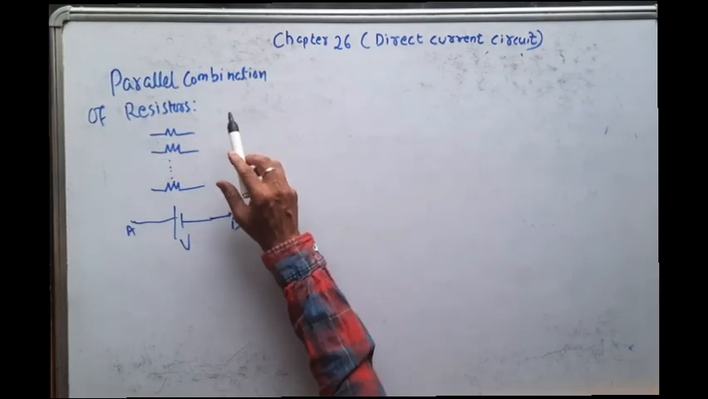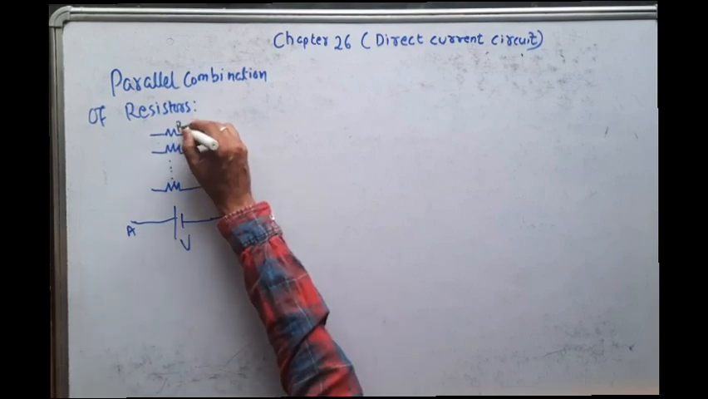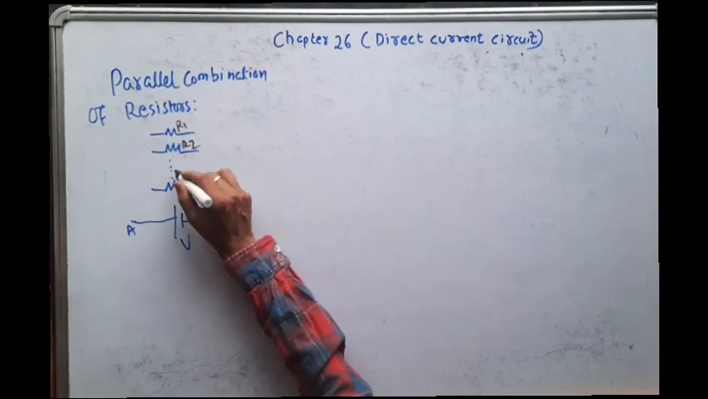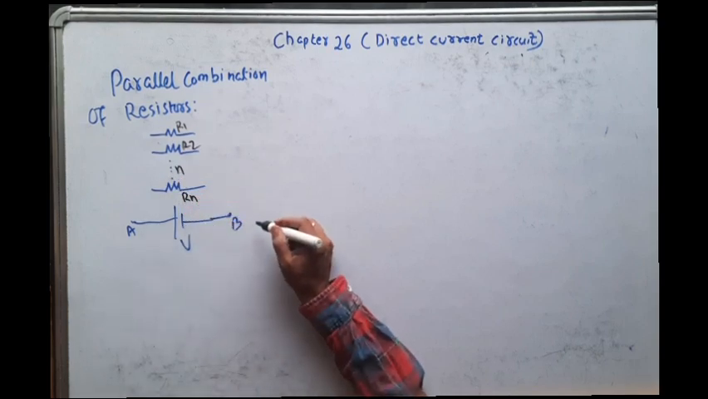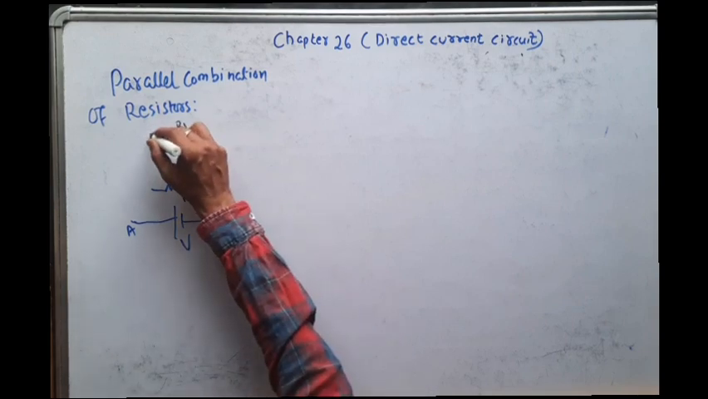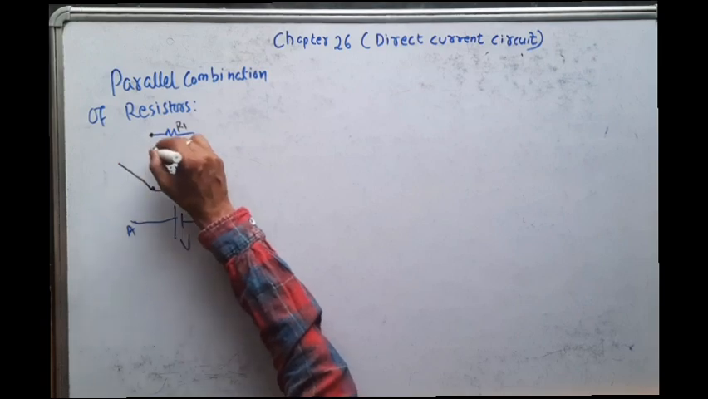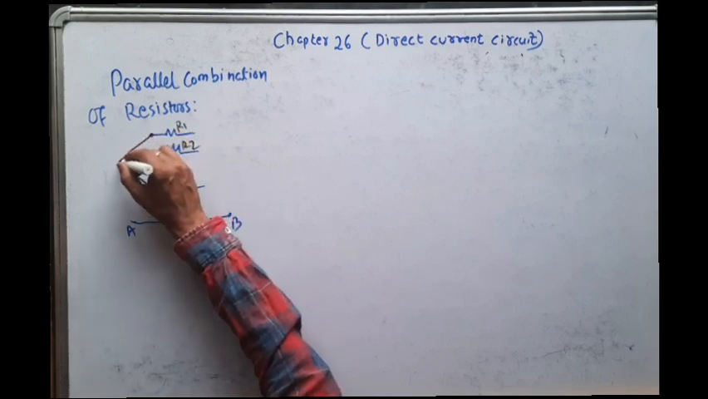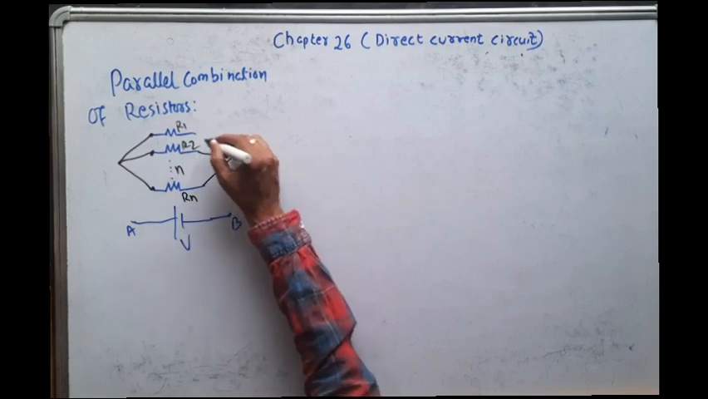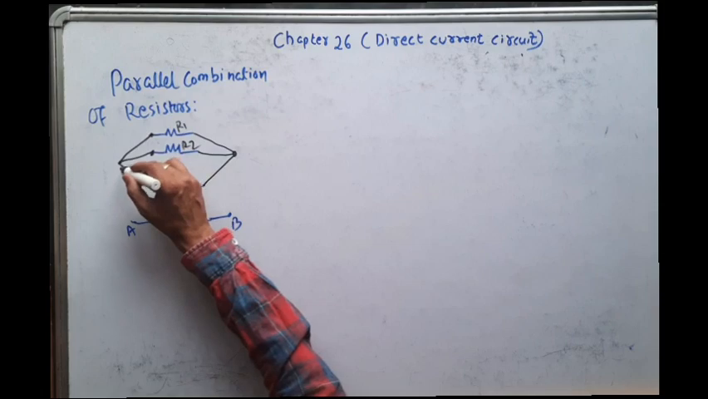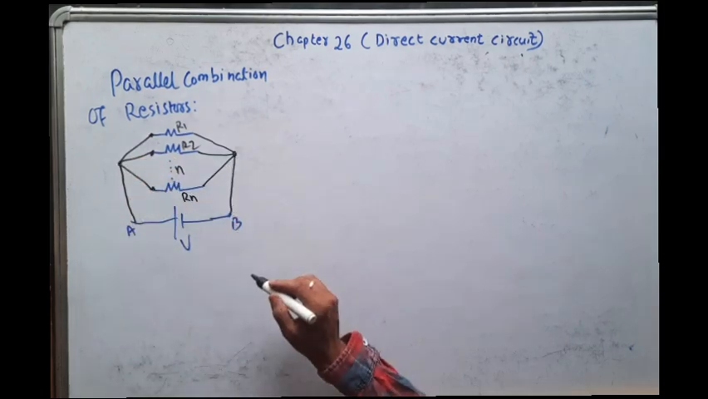Now parallel combination of resistors. You see, suppose the resistance value is here R1, here R2, we have taken n number of resistances, here the resistance is Rn. So how will they be connected in parallel? You see, the first end of all the resistors are connected to a single point, and the second end of all the resistors are connected to another single point. And let us say this point is connected to A terminal, this point is connected to B terminal.